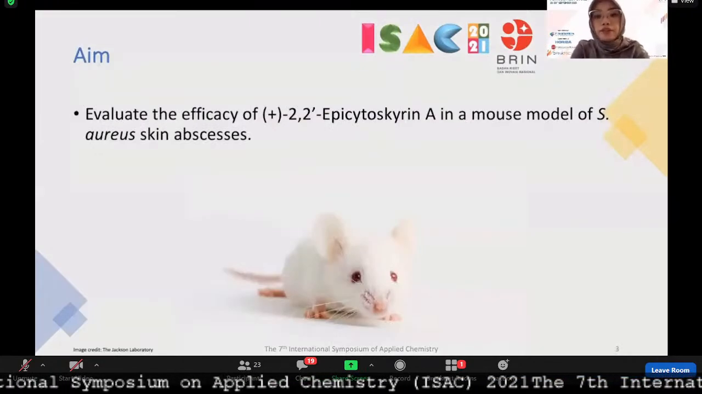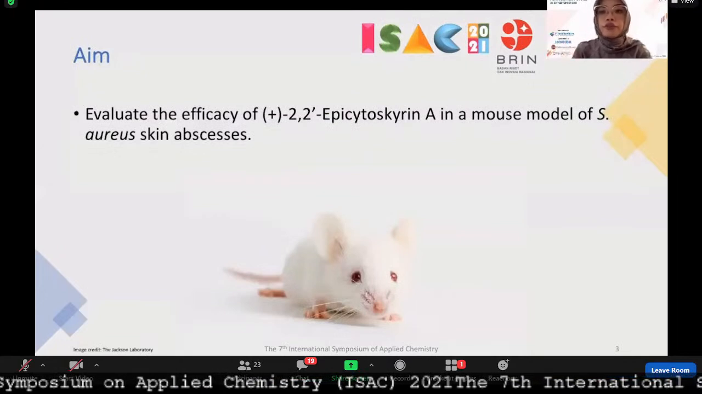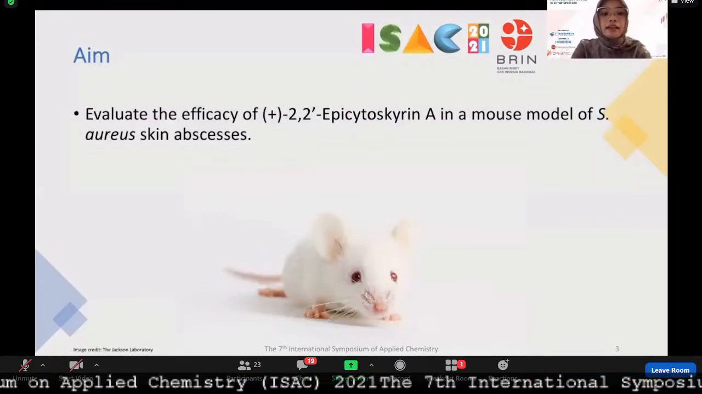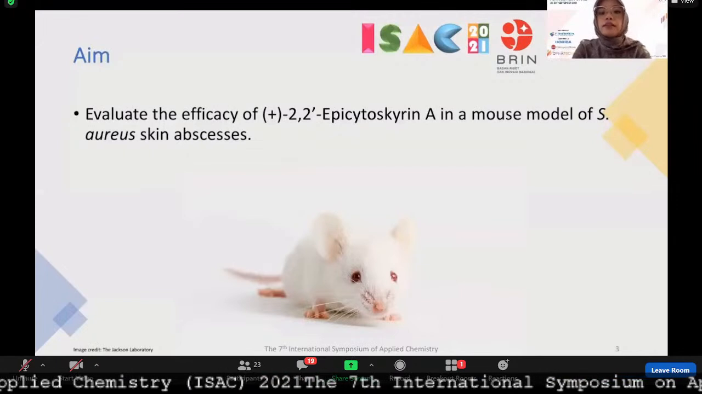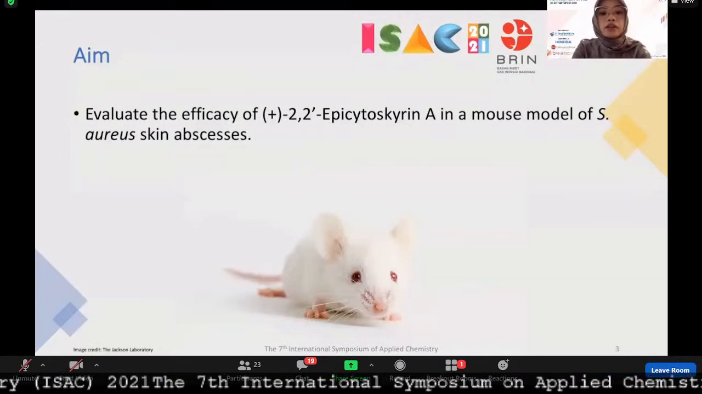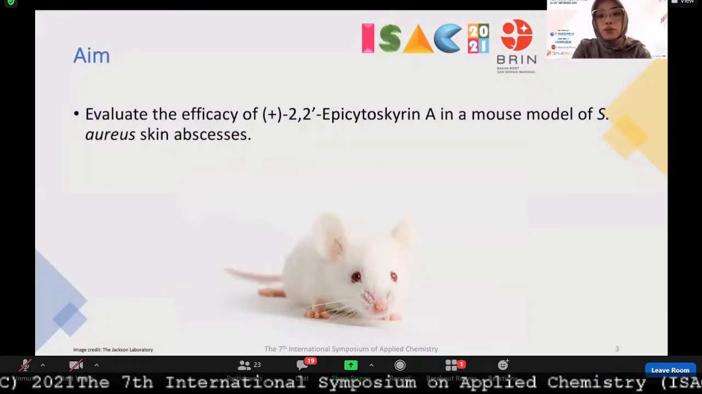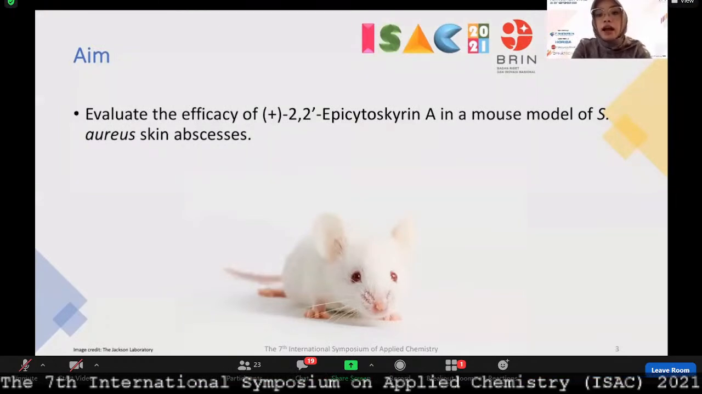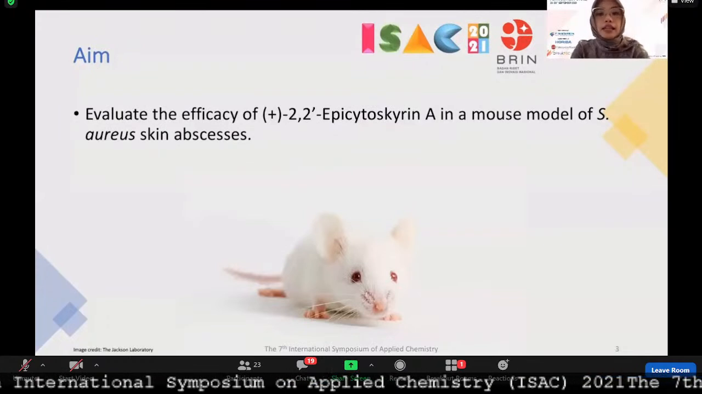So from the previous in vitro study, we would like to further our investigation. In this study, we would like to evaluate the efficacy of 2,2-epistoschirin A against S. aureus in an in vivo system. So we use a DDY mouse model of S. aureus abscess.